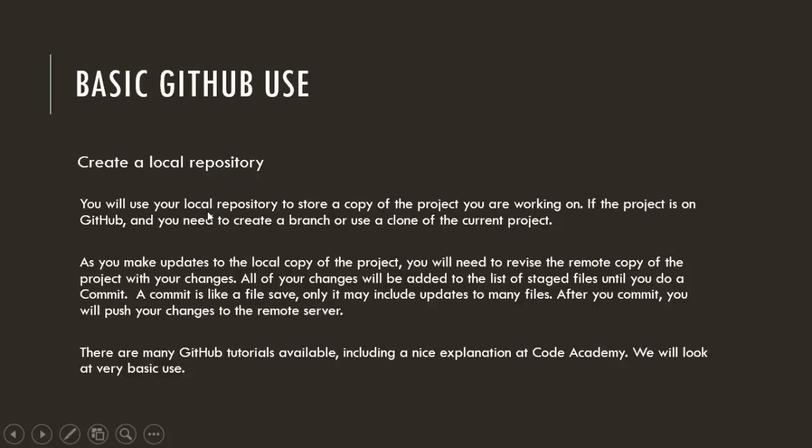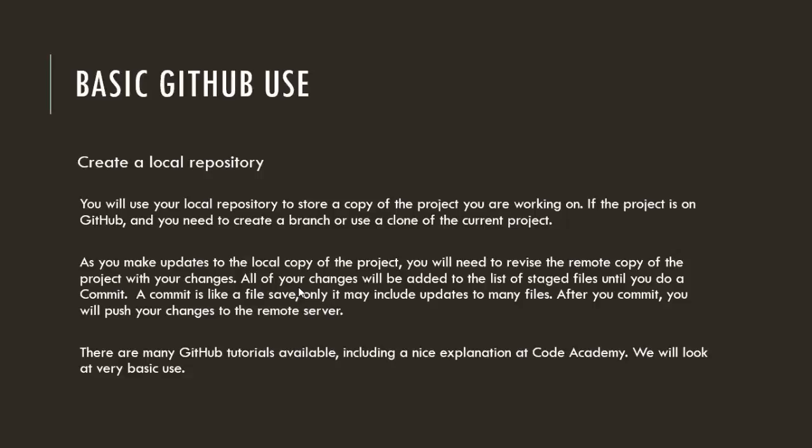When you use your local repository at first, you might need to get a copy of the project that you're working on. If that project's already on GitHub, you would create a branch or use a clone of the current project. So there are some things for you to do a little bit of research on. Then as you make updates to your local version of the project, you're going to revise the remote copy, the copy that's in the cloud, with your changes.